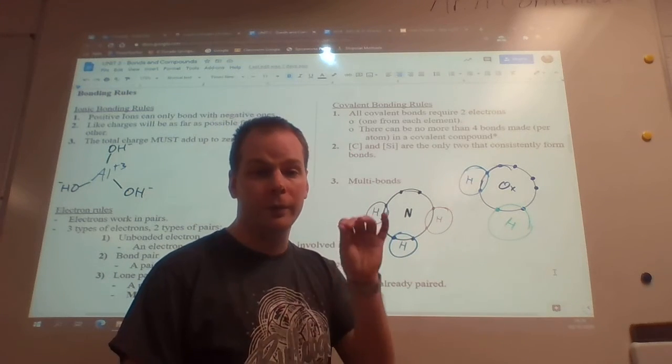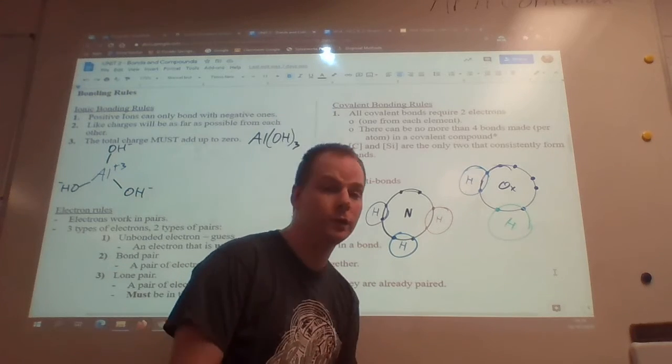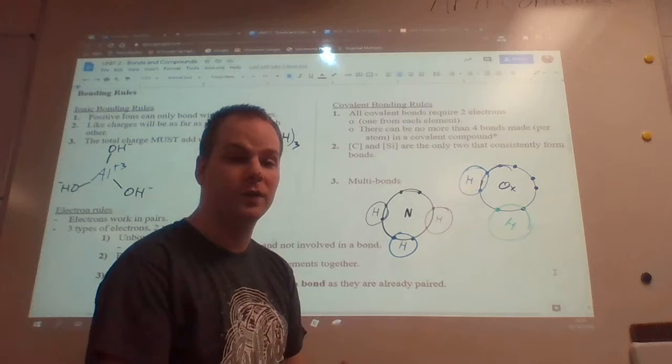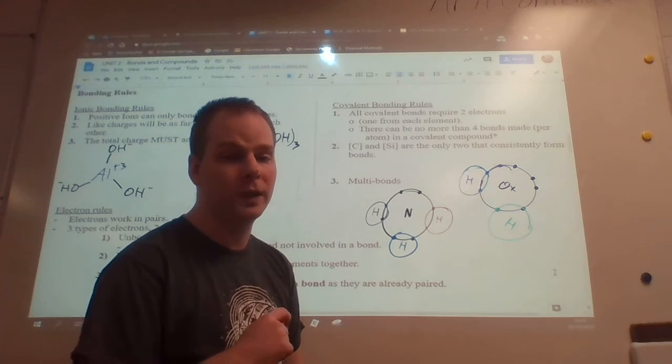So you need to remember that carbon can make 4 bonds. That is because it's in group 14. It has 4 valence electrons. And we'll review that more when we do molecular Lewis.